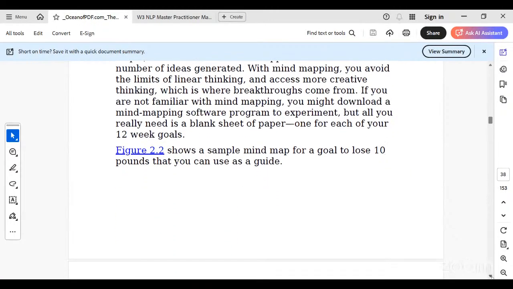And access more creative thinking, which is where breakthroughs come from. If you're not familiar with mind mapping, you might download a mind mapping software program to experiment. But all you really need is a blank sheet of paper, one for each of your 12-week goals. Figure 2.2 shows a sample mind map for a goal to lose 10 pounds that you can use as a guide.